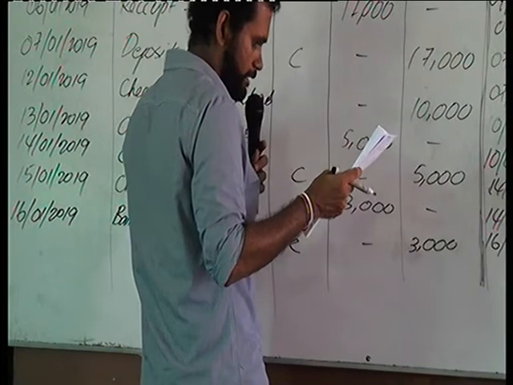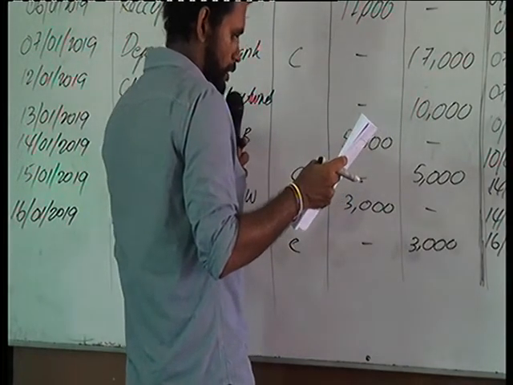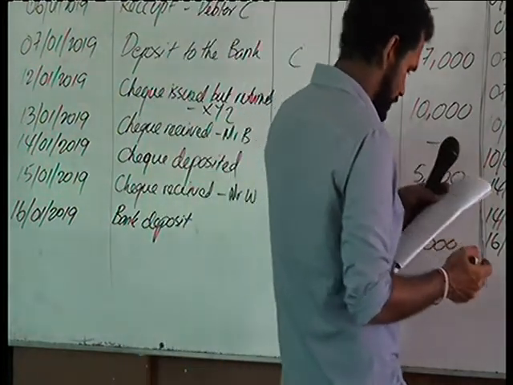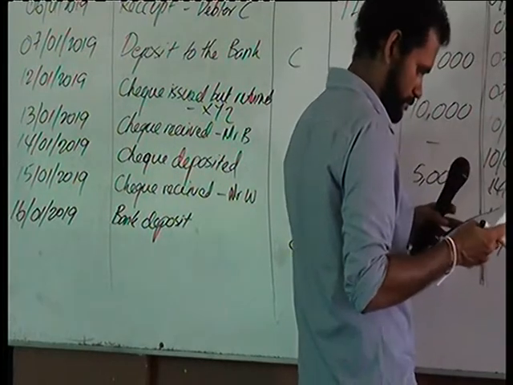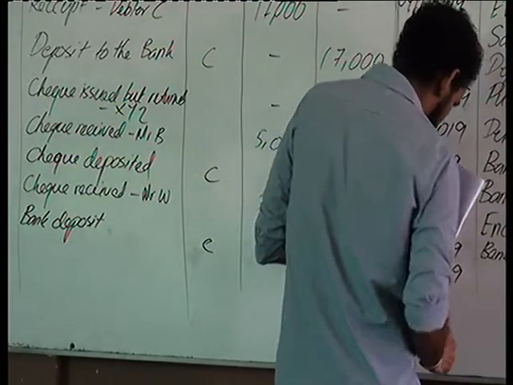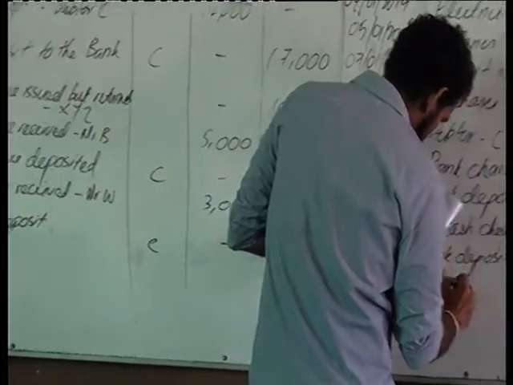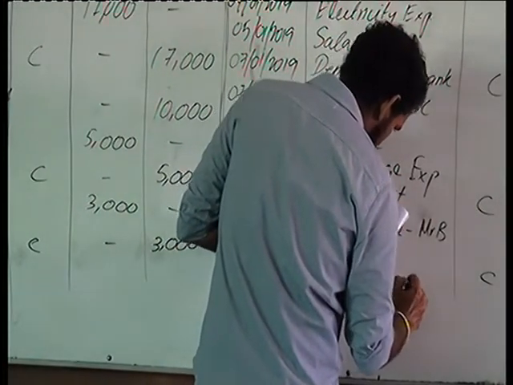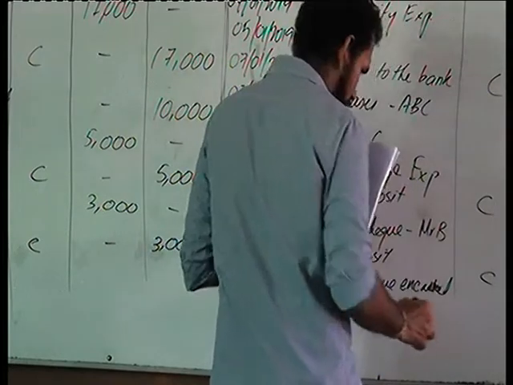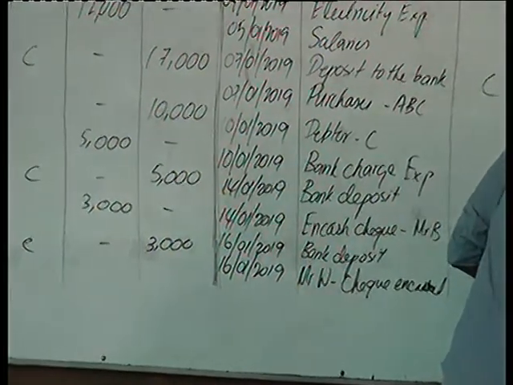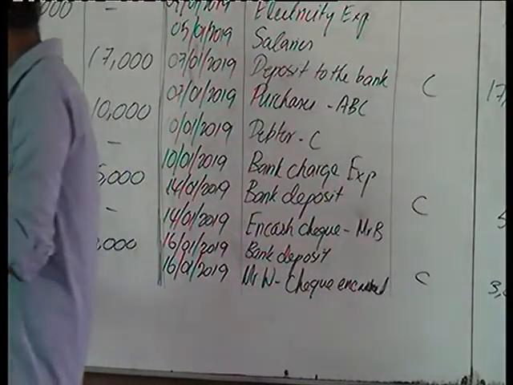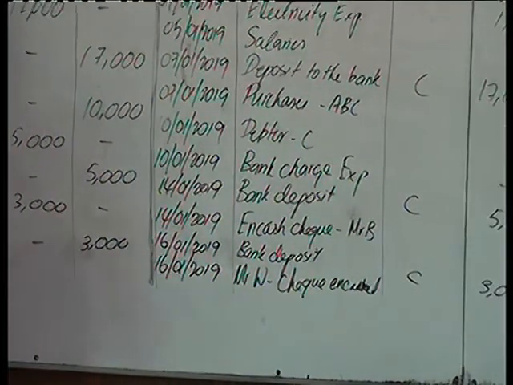And then what has happened is 2,950 has been encashed. So on the same day, 16 January 2019, Mr. W check encashed for 2,950. A computer is purchased for 30,000 by paying through a check.